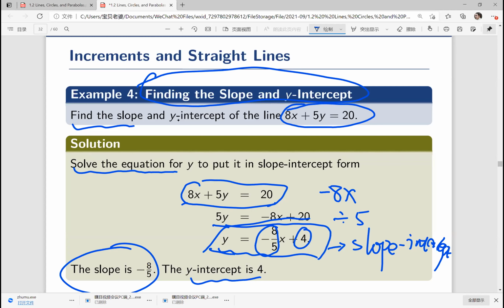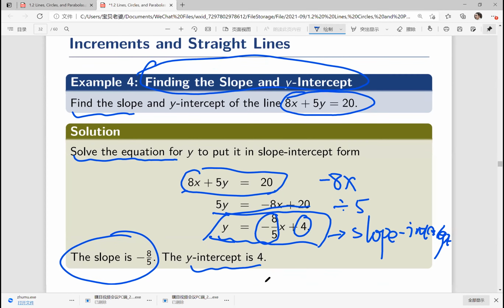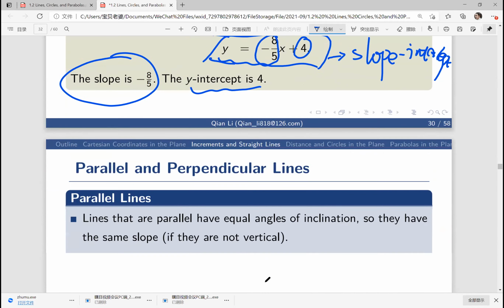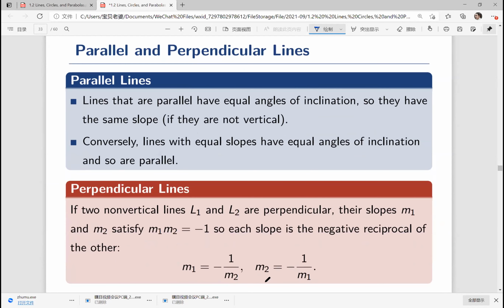So from the general linear equation, we can get the slope of the line and the y-intercept of the line. Okay, this is the general equation. Okay, next following.